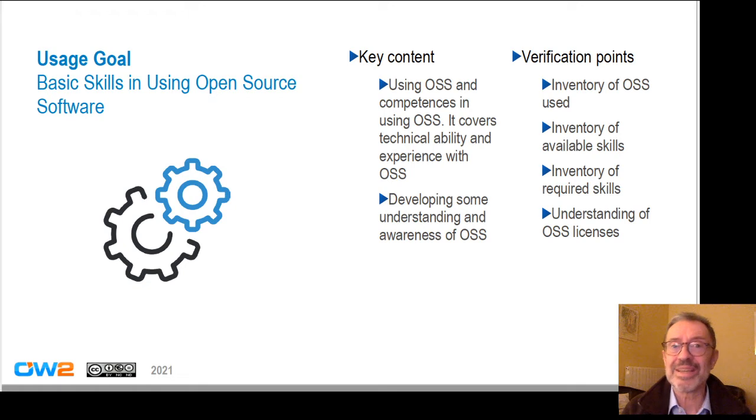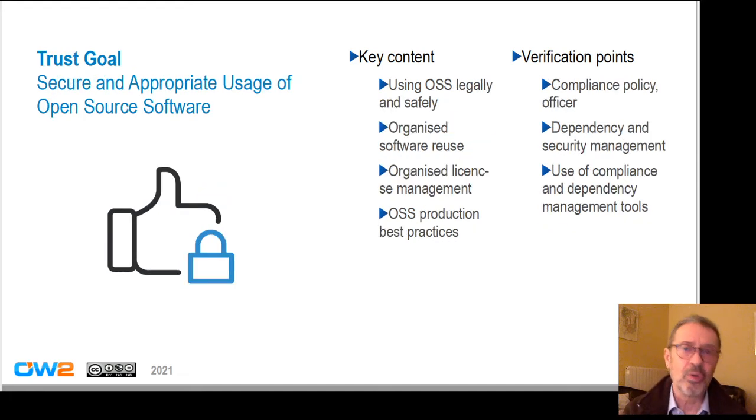So the usage goal is the goal to have the basic skills in using open source software and understanding and being aware of all this technological environment that is a bit specific to open source. The next goal, the trust goal, is to be able to use open source software, develop, produce, integrate open source software, but responsibly and safely. So it's all about legal compliance, about managing vulnerabilities, and about managing software dependencies and using the right tools to be able to do that efficiently. So that's the second goal.